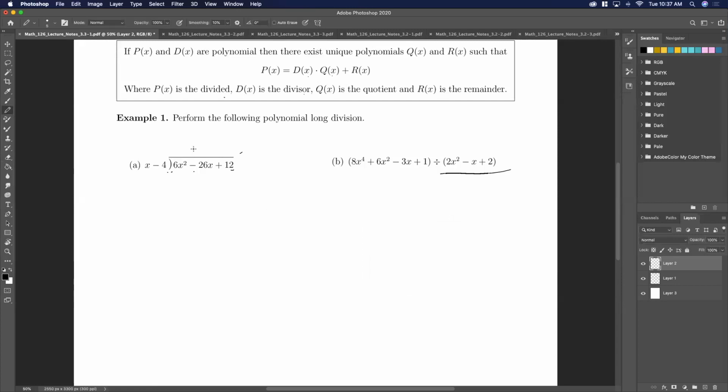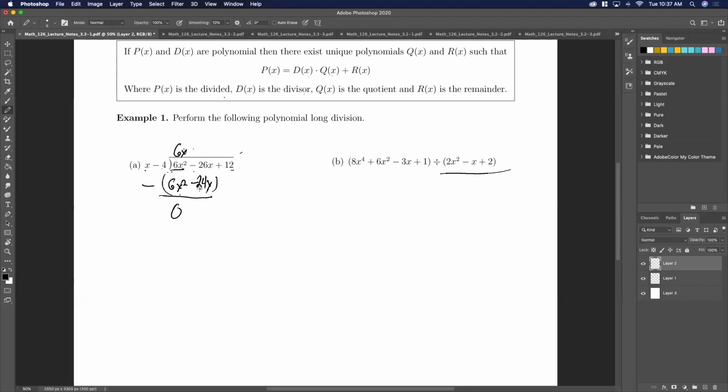Here we're just going to chunk it by term. I want to get rid of this term. So what do I multiply by x to get rid of this term? Well, that is 6x, because 6x times this will give me 6x squared. Then I also have to multiply 6x by this, and it'll be minus 24x. And then I take this whole quantity and subtract it from what's above. Here, this gives me 0. And if it doesn't give you 0, you've done something wrong, at least for polynomial division.